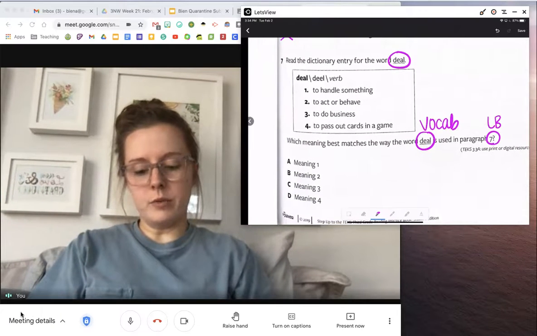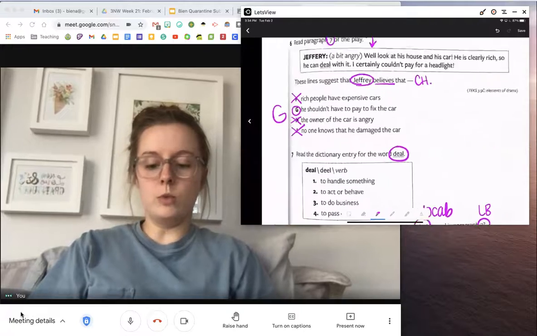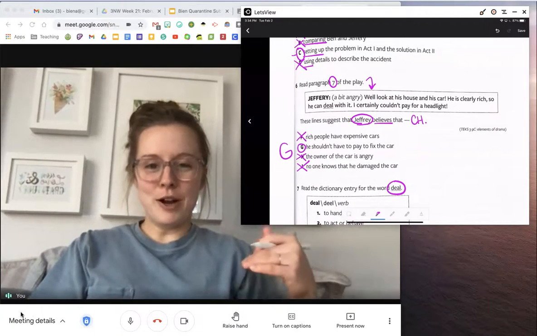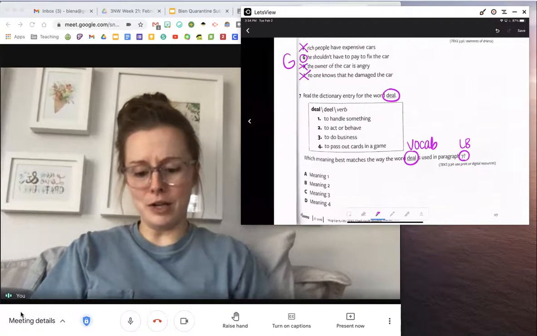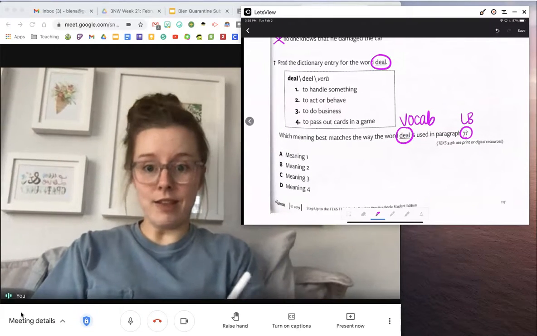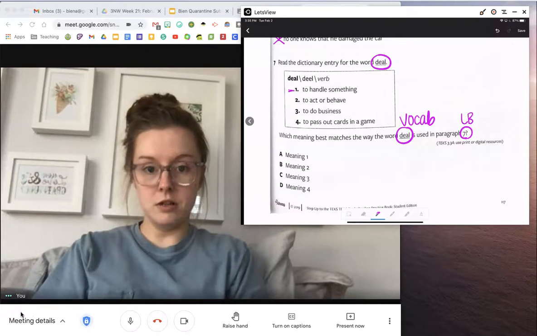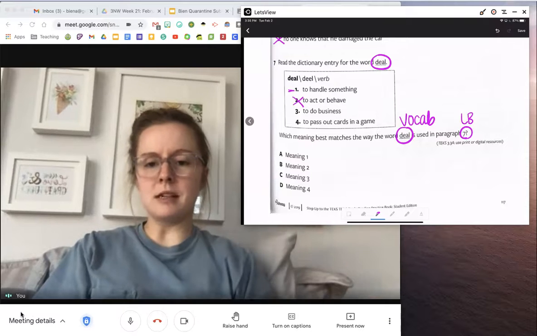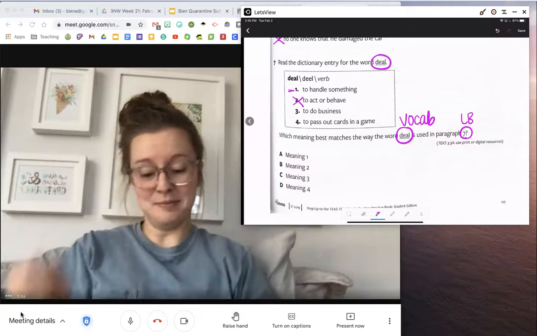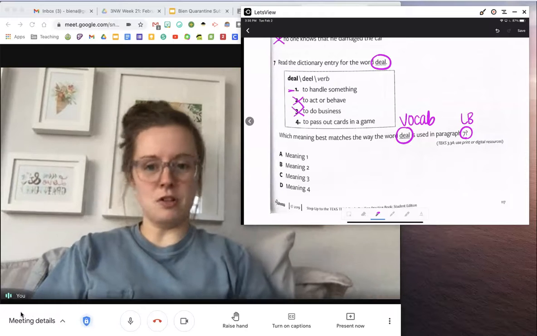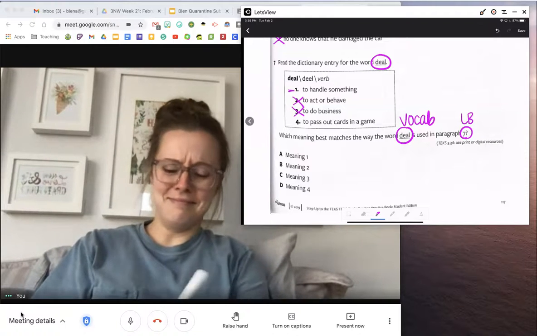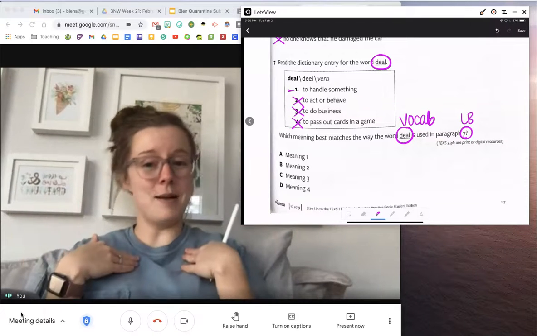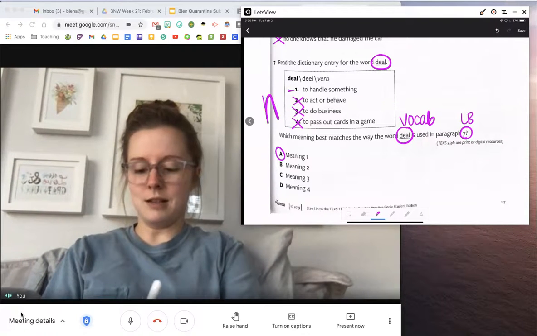Last one is number 7. Read the dictionary entry for the word deal. That's what they were talking about in paragraph 6 when they said, well, then he can deal with it. He's clearly rich. So, well, then he can handle it. Yeah, that sounds good. Well, then he can act like it. No. Well, then he can do business, like make a business deal. No. Well, then he can pass out the cards in the poker game. No. Whenever you're saying that someone can deal with it, you're saying they can handle it, I'm going to stay out of it. That is what he meant.